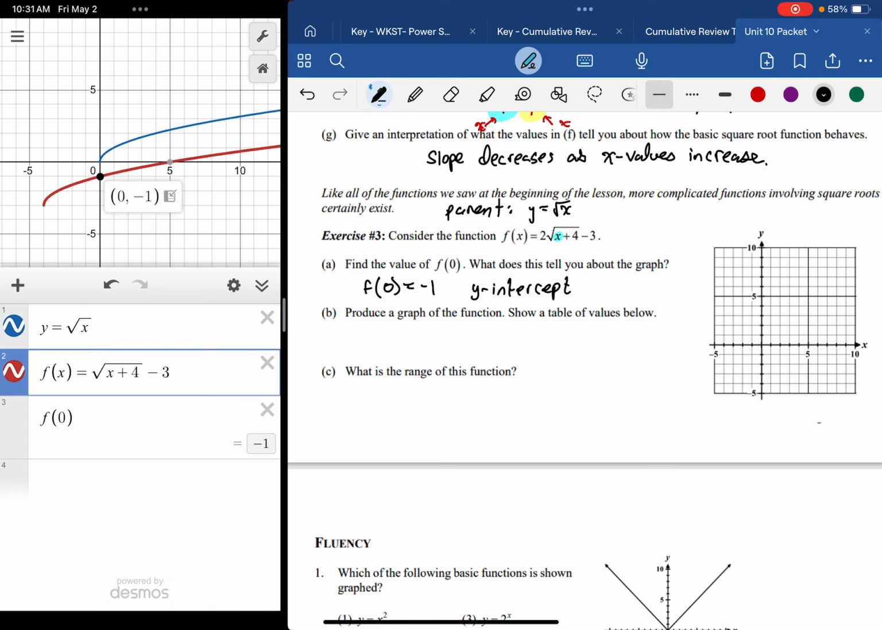All right, the way the question is phrased, what does this tell you about the graph? I mean, it's not the most elegant way of asking. The answer: y-intercept. Okay, it's telling us the point at which the graph crosses the y-axis.